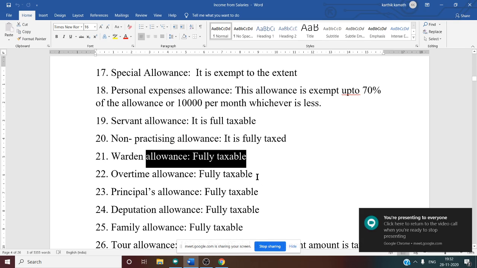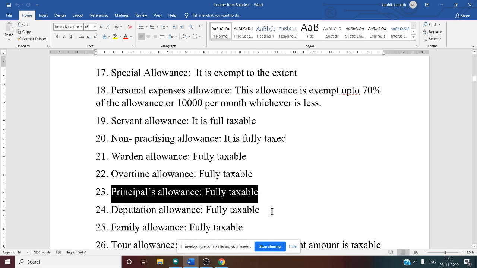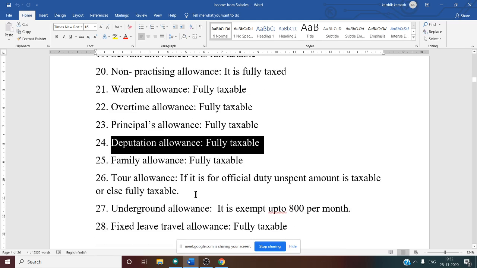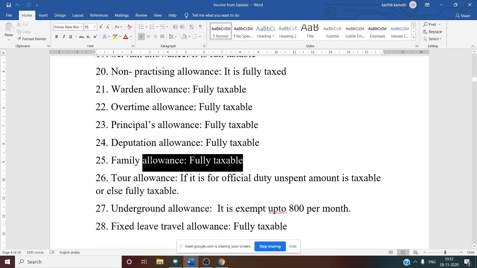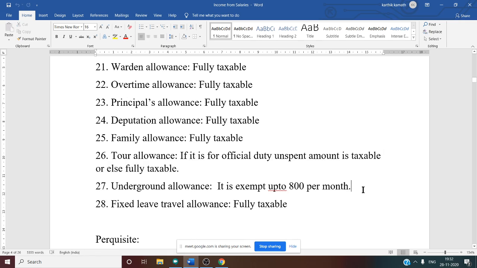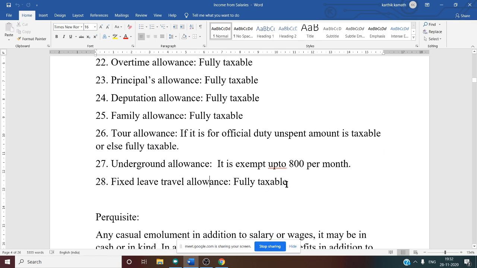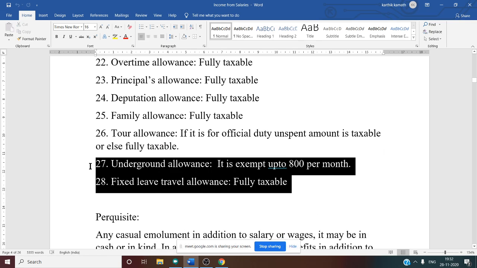Warden allowance fully taxed. Overtime allowance taxable. Principal's allowance taxable. Deputation allowance taxable. Family allowance fully taxable. Tour allowance is for official duty; unspent amount is taxable. Underground allowance is exempt up to 800; if it is more than 800, taxable. Fixed leave travel allowance is fully taxable.